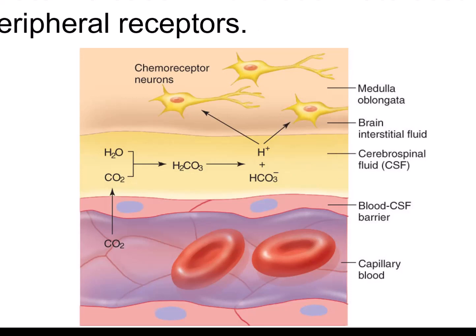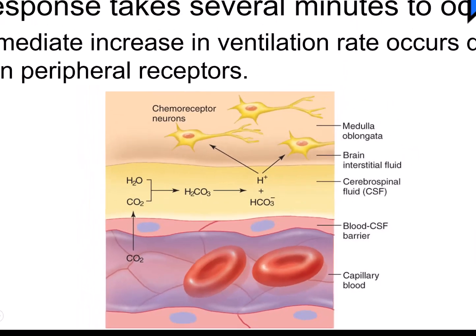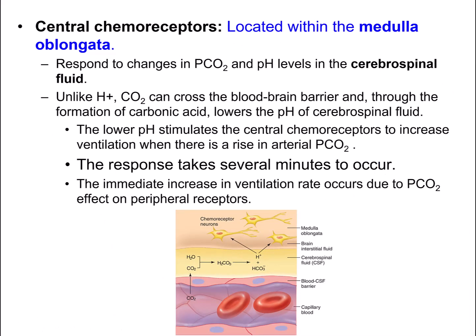So the lower pH is going to stimulate these central chemoreceptors to increase ventilation when there's a rise in arterial CO2. So we talked about before with the peripheral chemoreceptors, if your carbon dioxide builds up, that's going to stimulate your respiratory center to increase breathing rate to get rid of that CO2. However, the central chemoreceptors can take longer than the peripheral chemoreceptors. In fact, the central response takes several minutes to occur, where the peripheral chemoreceptor response can occur within seconds, the immediate increase in ventilation rate.